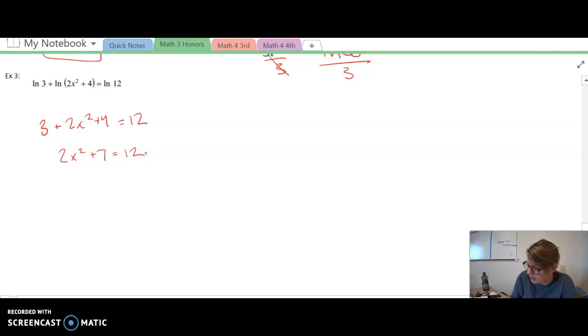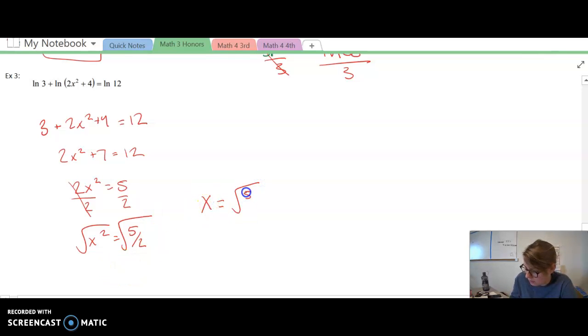I'm going to subtract 7 from both sides. So I have 2x squared equals 5. And then I'm going to divide by 2. So then I have x squared equals 5 halves. And then the last step, I want to take the square root of both sides to get x by itself. So then x equals square root of 5 over 2.